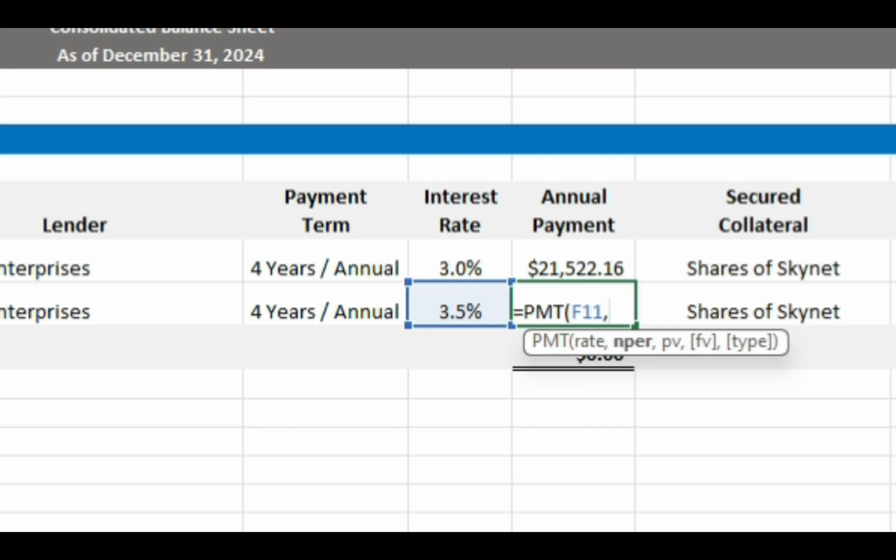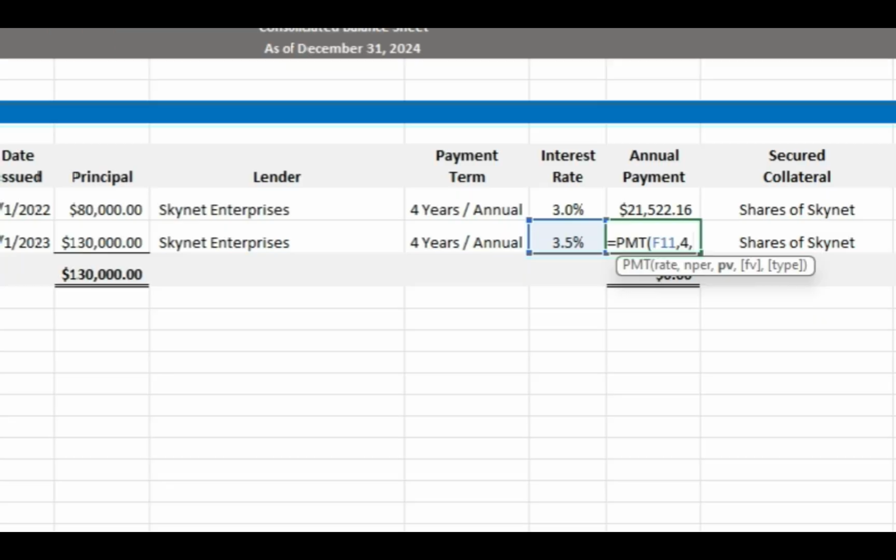It's a 4-year loan, 4 annual payments. Our present value is going to be negative what the principal lent was. And then our future value is 0 because it's going to be fully paid off. So we know what our annual payment is now using the payment function.